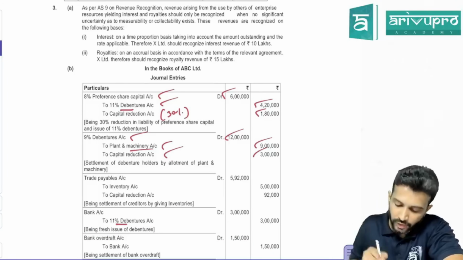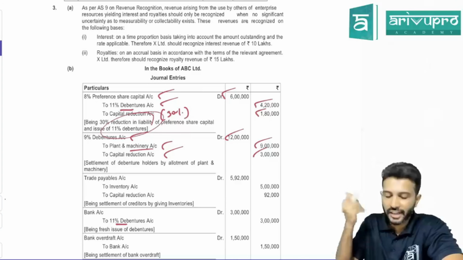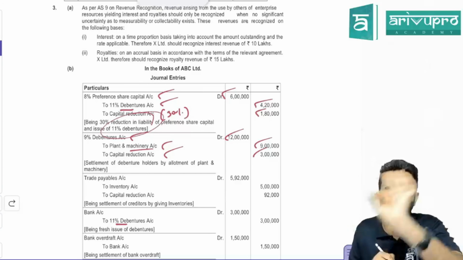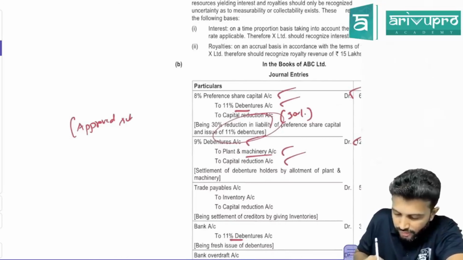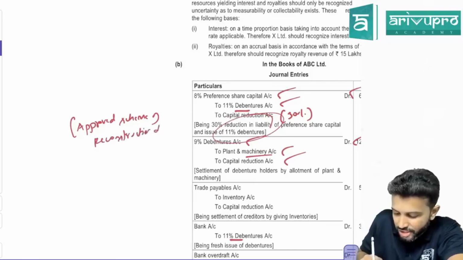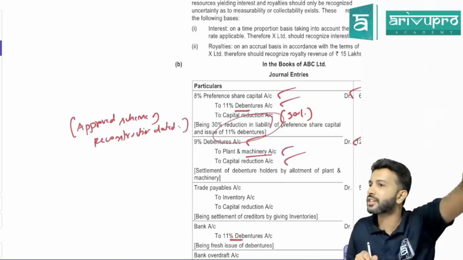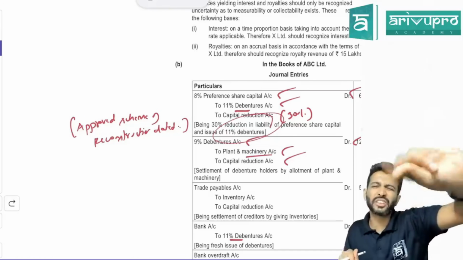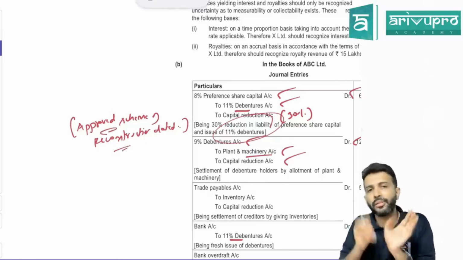Also, in the narration I had given you some keywords. Anybody remembers? Whenever equity share capital, preference share capital and so on is reduced, always use the keyword: approved scheme of reconstruction dated. Always write this term. Like, preference share capital has been reduced as per approved scheme of reconstruction dated. Write this in one or two narrations. Wherever equity share capital or preference share capital is reduced, write these words.